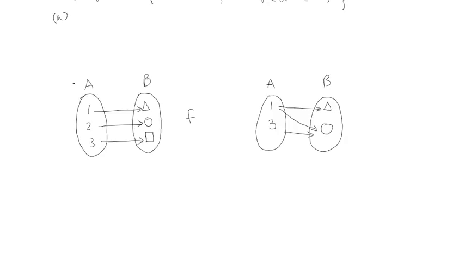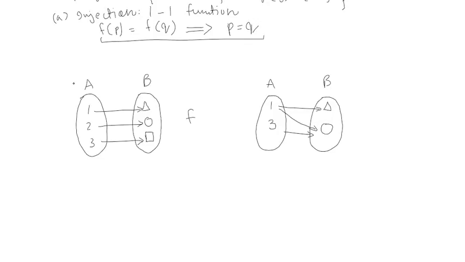The first one is known as an injection. That's just a fancy word for a one-to-one function. The condition for a one-to-one function basically says that if two values of the function are similar at any point, basically they're saying that two elements of B, if they're the same at any point, then that would only happen when P is equal to Q. If this condition holds, then the function is one-to-one.